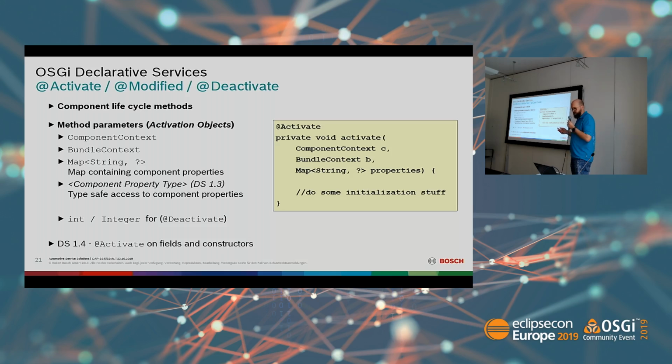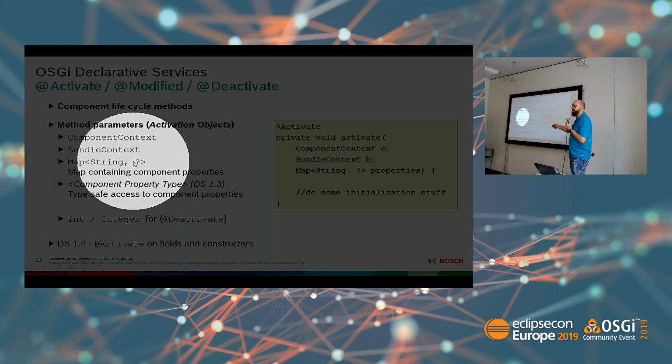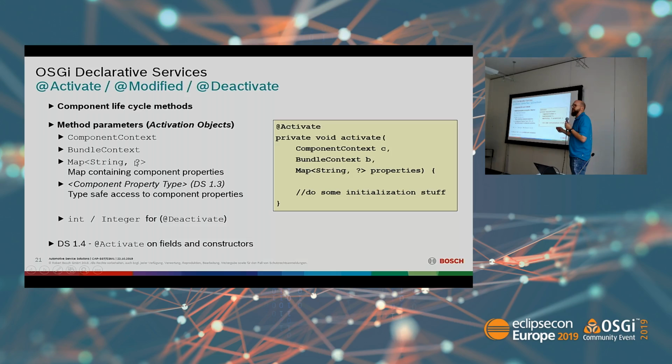Component property type, do I have this? I'm not sure. It's an annotation, a custom annotation with your properties that's type safe. Because as you can see, the map here is a map of string to object, so we don't know what's in that map actually. With a component property type, you become type safe, and you can specify default values. Additionally, for the deactivate method, there's the integer parameter, so you get the reason why a component was deactivated that you can evaluate.